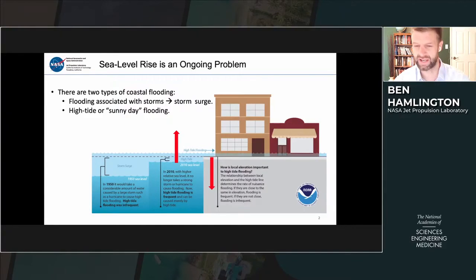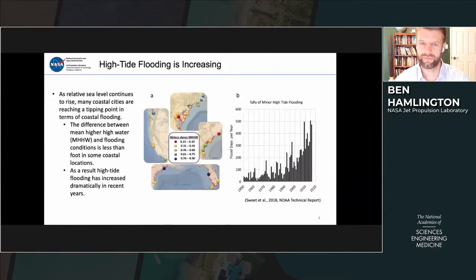It's your high tide, potentially an anomalously high high tide, coupled with some other kind of variability. So say the winds are blowing in the right direction on a given day. This all combines and can lead to flooding conditions. And this type of flooding, this high tide flooding, has really increased dramatically over the past few decades. And in some of these coastal communities, I'm focusing here on the United States, we're reaching a tipping point in terms of the coastal flooding that we're seeing.